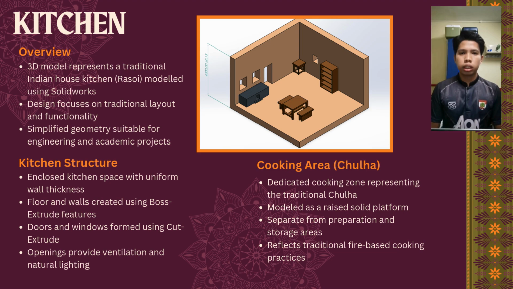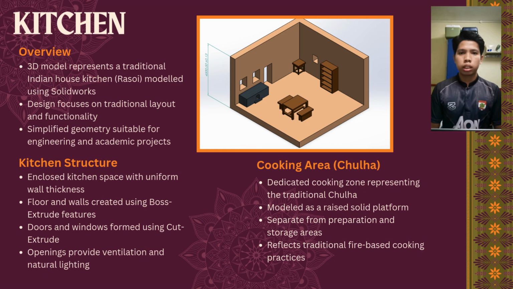The floor and walls are created using basic extrusion features. Openings such as doors and windows are added using cut extrude operation. These openings are important because they provide ventilation and natural lighting, which are key elements in a traditional rasoi.